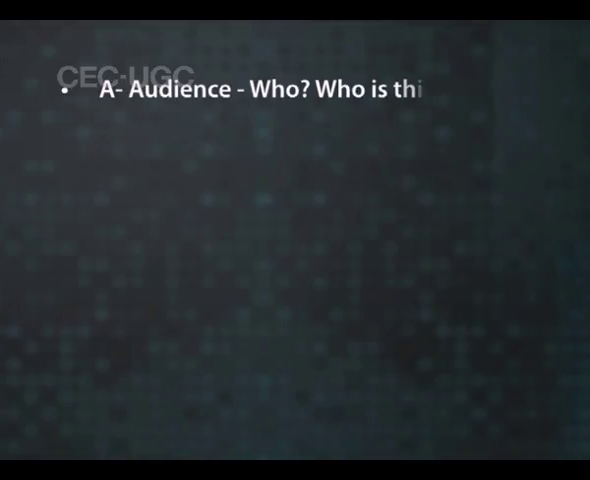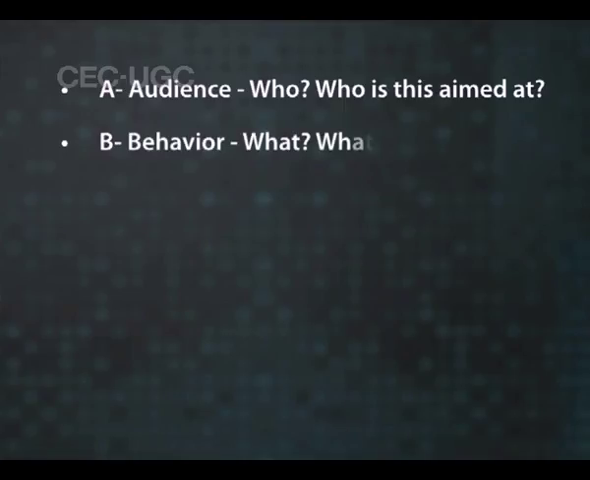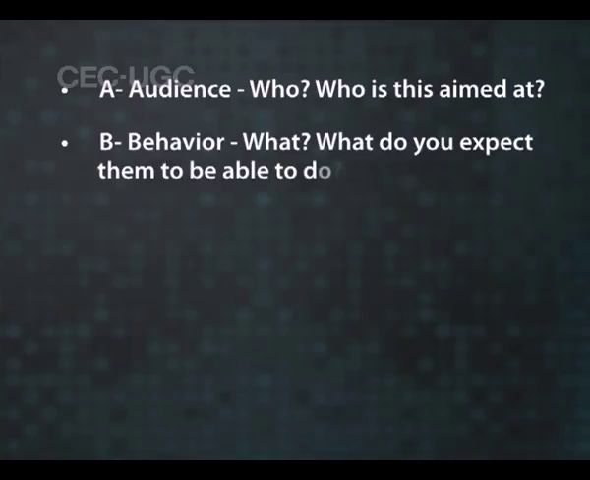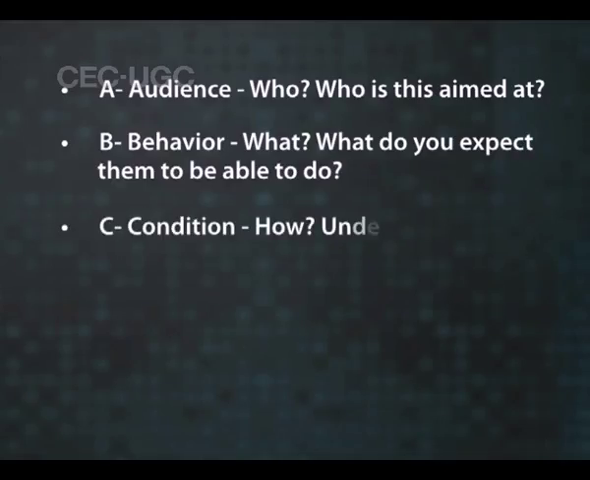A. The audience, who. Who is this aimed at? For example, the learner will be able to. B. Behavior, what. What do you expect them to be able to do? This should be an overt, observable behavior, even if the actual behavior is covert or mental in nature. If you can't see it, hear it, touch it, taste it or smell it, you can't be sure your audience really learned it. For example, the learner will be able to draw the diagram of longitudinal cross-section of the human eye and label.